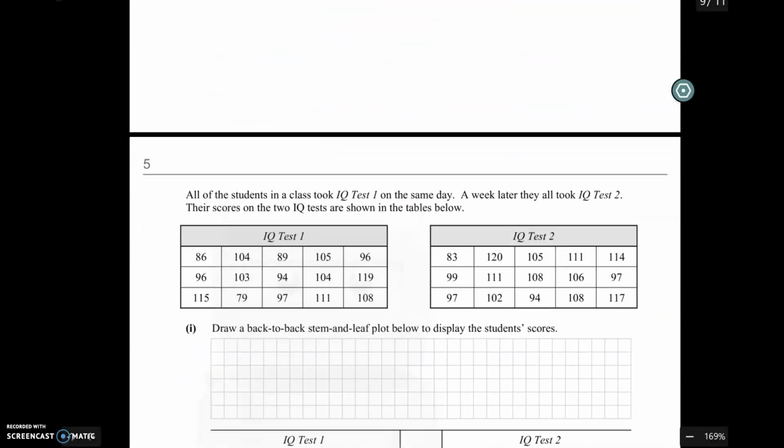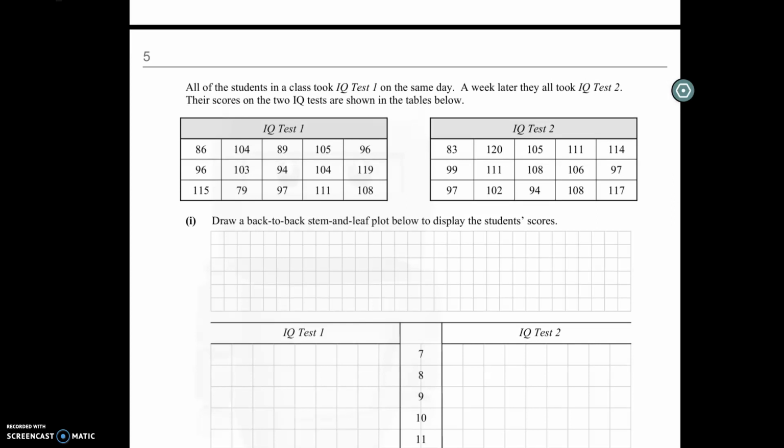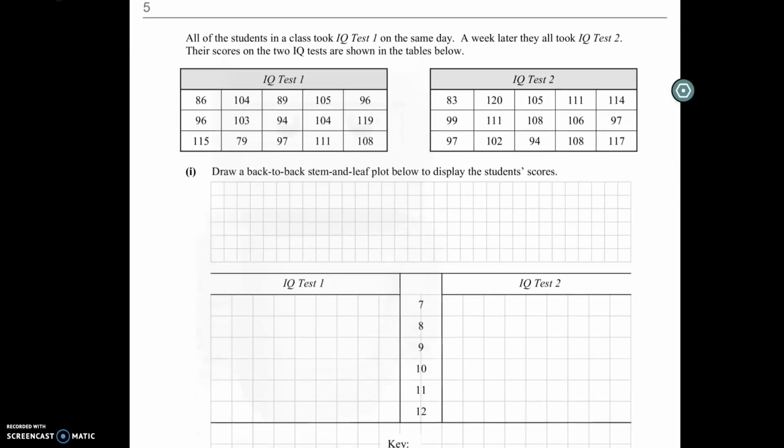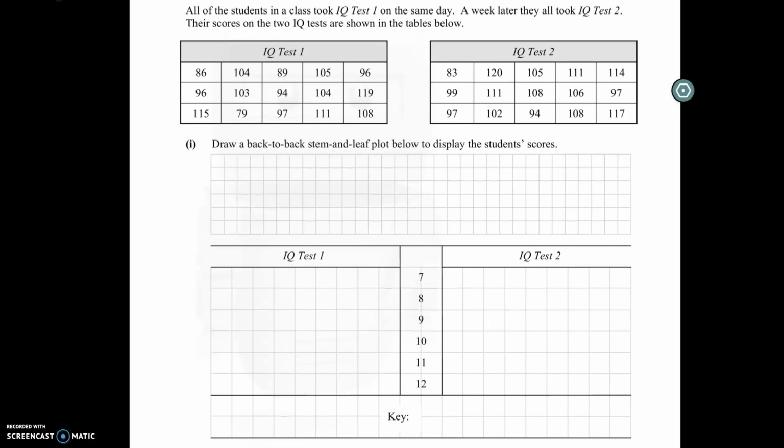Okay, so this is a separate question here about a stem and leaf. So we have to do back-to-back stem and leaf. So on the left hand side we're going to do IQ test 1, and the right hand side we're going to do IQ test 2. So basically the students took IQ test 1 and then a week later they took the other test. So we're going to probably look at the data. It's not easy to analyse this data as it's presented at the moment. So if it's in a stem and leaf, it's very easy to analyse this. It's easier, I should say.